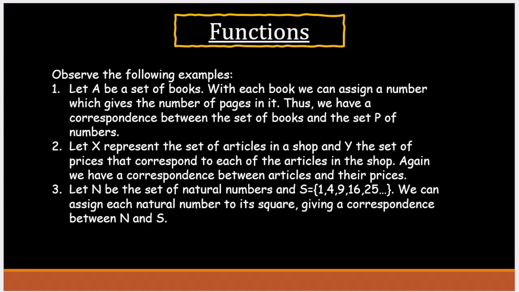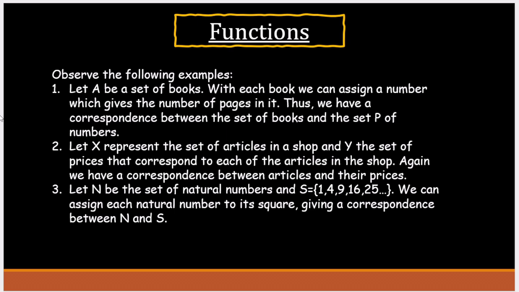Let's see the third one. Here N is the set of natural numbers and S is equal to 1, 4, 9, 16, 25, and so on. We can assign each natural number to its square, giving a correspondence between N and S. Here S is the set of square numbers. So we can assign each natural number from N to the squares in S. In such a way, there is a correspondence between these two sets.